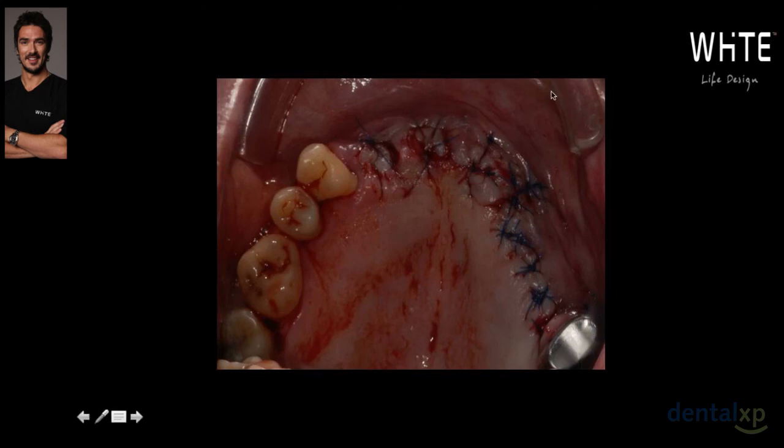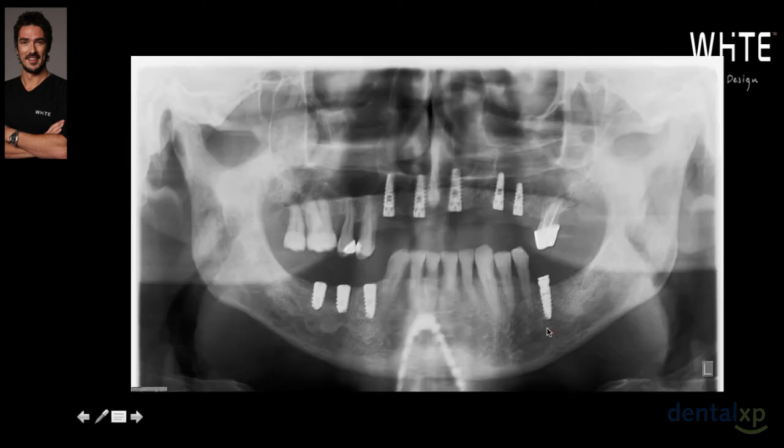Here you can see the suture. I've just put that tissue punch, soft tissue, back over each one of the implants, sutured it into place, closed everything up. And you can see here my immediate post-op panoramic x-ray where we placed all those implants. So I got a lot of bone from these implants before doing my sinus lift.